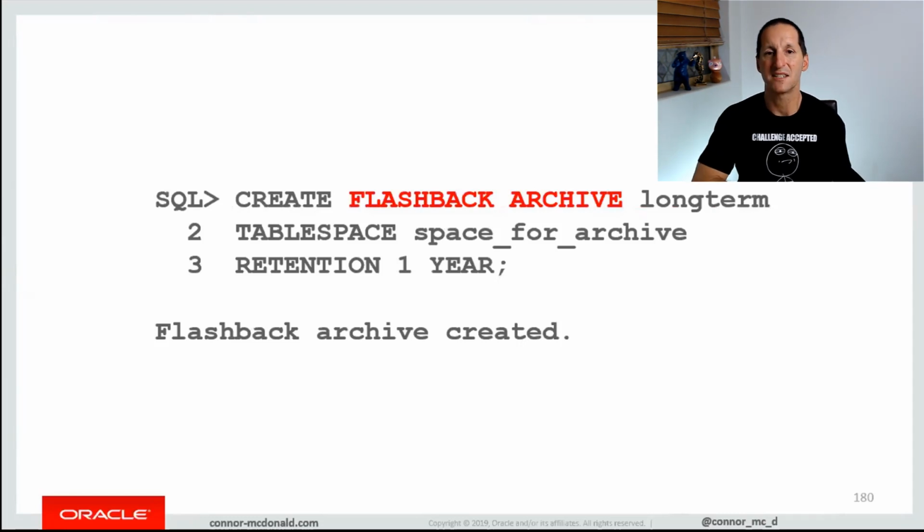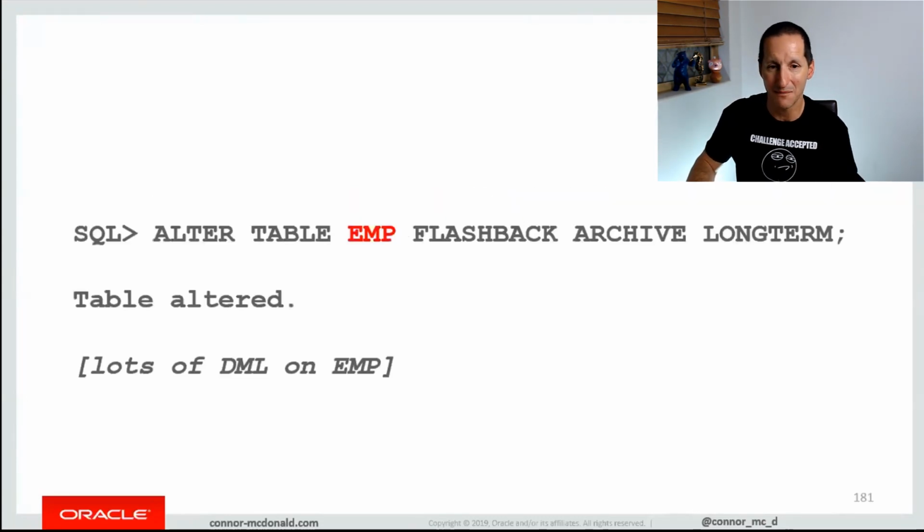What this says is that anything I put into this Flashback Archive, I want to be able to retrieve the data for that object for any point in time up to the retention period nominated. So if I put a table into a Flashback Archive, that's that one there, the long term, I'll be able to see that table as it was at any point in time up to a year ago, which obviously is far superior to something like Flashback Query. I then do alter table emp flashback archive and stick it into that Flashback Archive and I'm done.